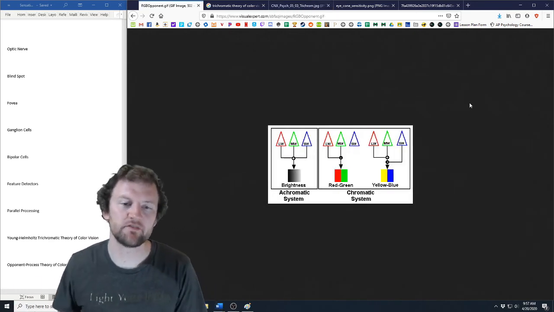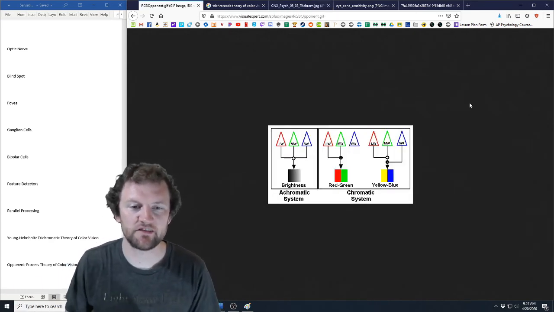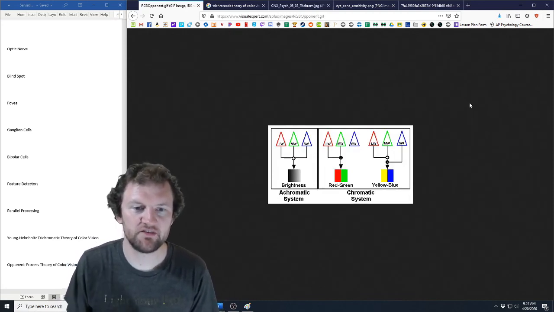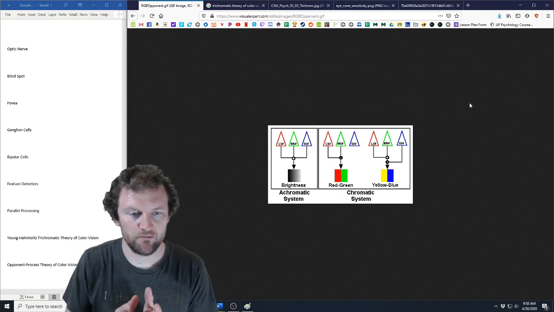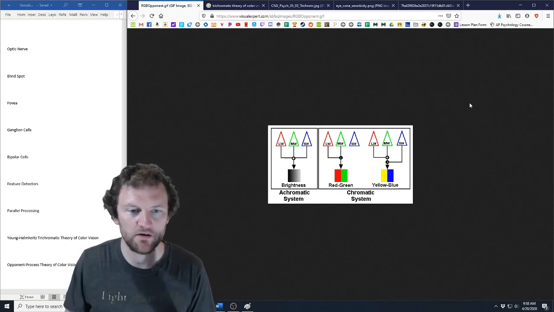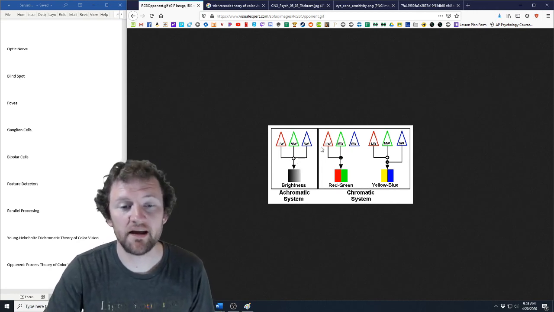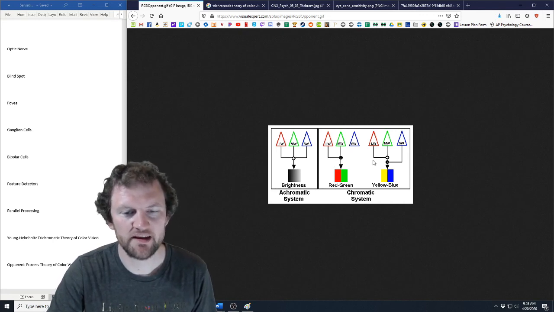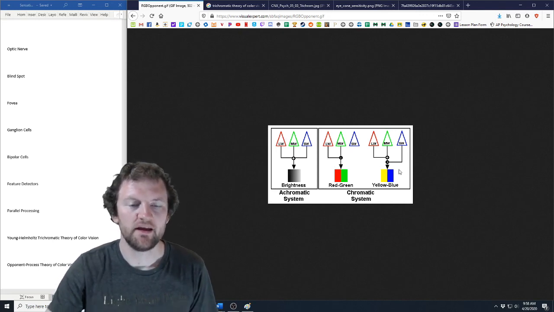The other theory of color vision is called the opponent process theory of color vision. It talks about similar things, but it perceives these cells as working in opposite pairs. So it says there are 3 opposite pairs that work. One is from white to black, one is from red to green, and one is from yellow to blue.